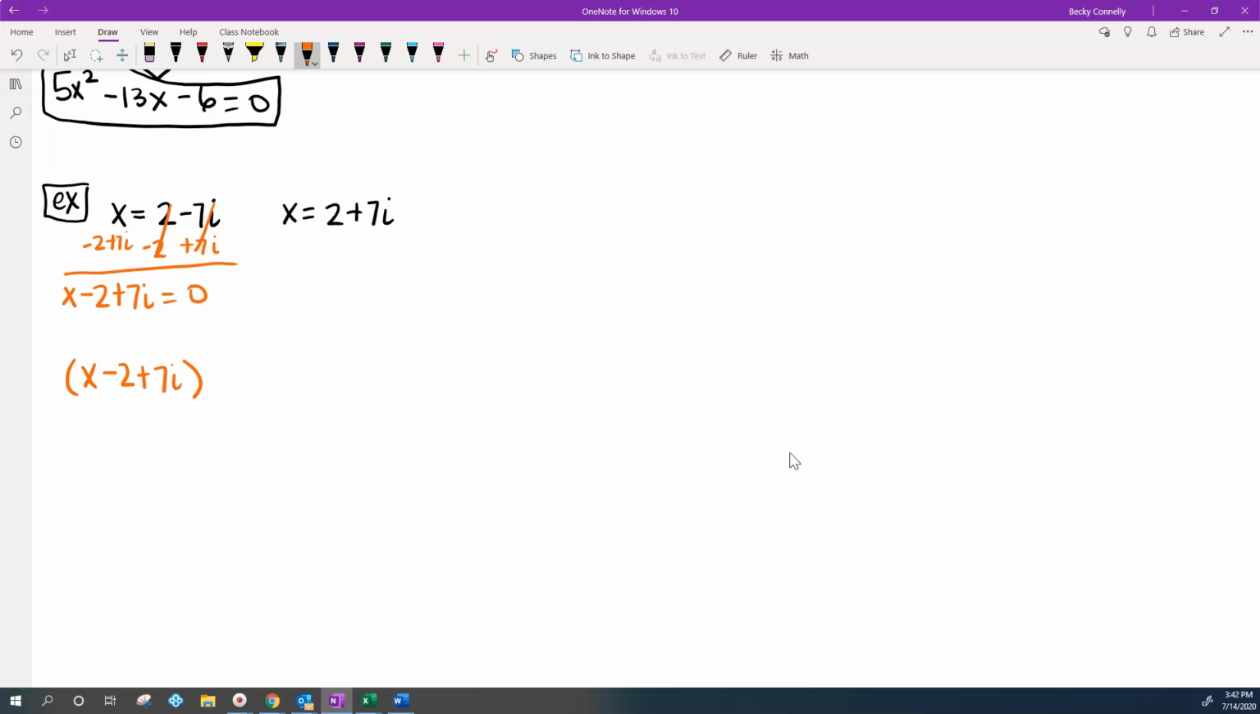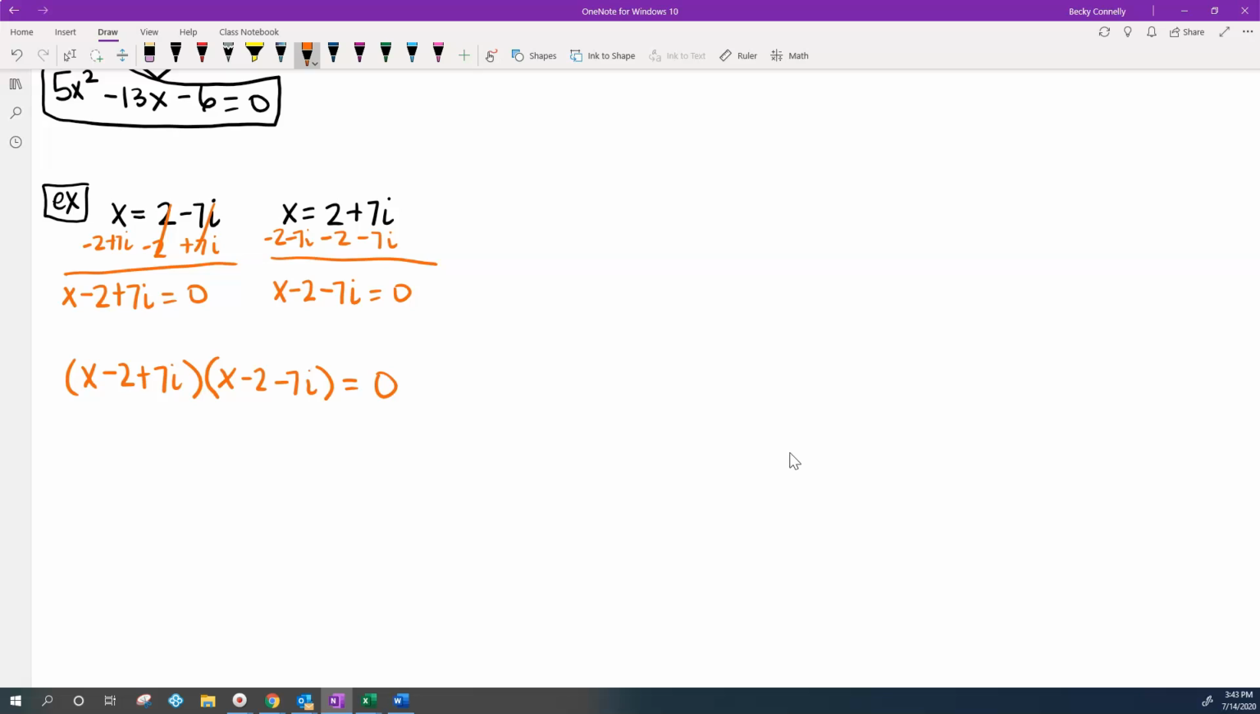You might say, well, that looks really weird, Becky, and it does, but we can deal with it, so don't get freaked out. And then on the other one, same thing, we're going to subtract the 2 over and subtract the 7i over. And so that means I'm going to have x minus 2 minus 7i equals 0. And so my other parenthesis is x minus 2 minus 7i.